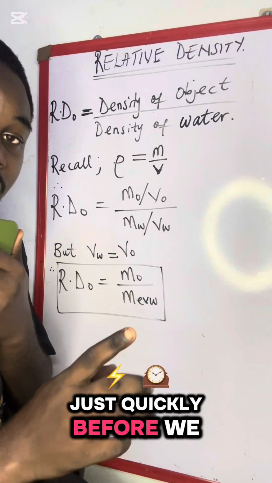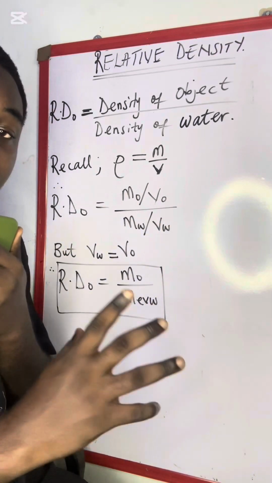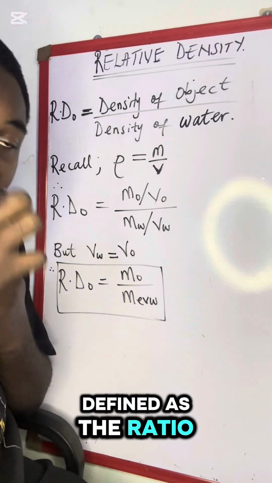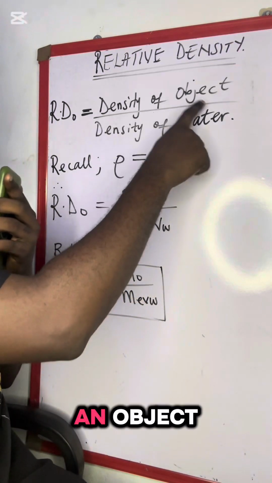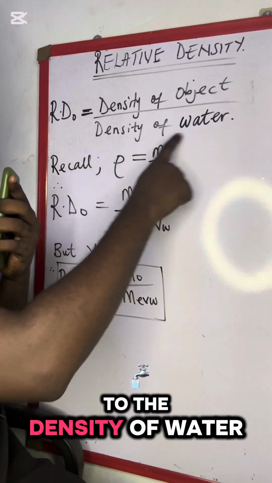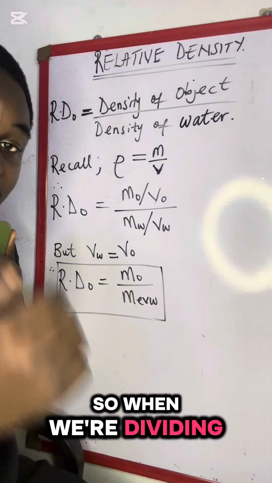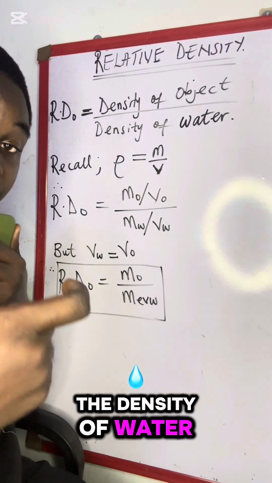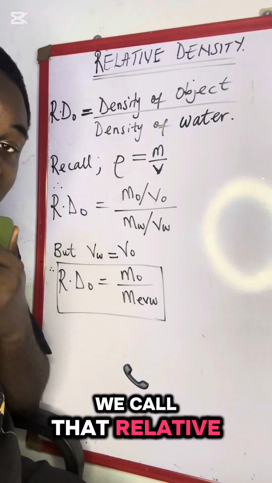Okay, just quickly before we go to what I have on the board, relative density basically is defined as the ratio of the density of an object to the density of water. So when we're dividing an object's density by the density of water, we call that relative density.